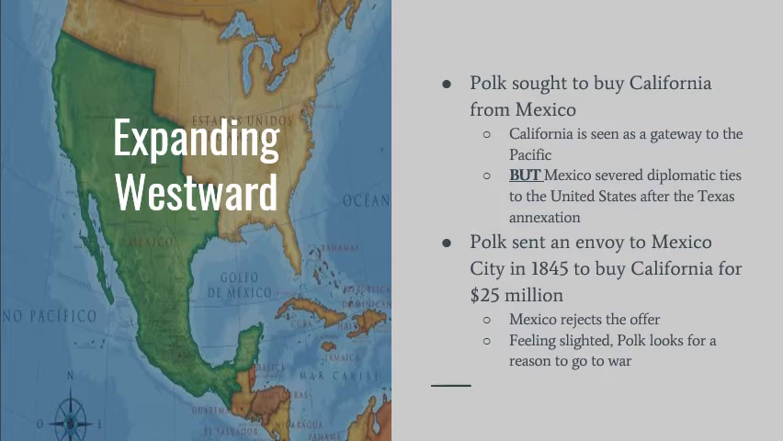Still, Polk isn't satisfied with just that. Instead, he seeks to acquire more territory from Mexico, and he wants to buy California, which is seen as a gateway to the Pacific. The issue here is that Mexico is still fuming from Texas's annexation and has severed diplomatic ties to the United States. Still, Polk tries to acquire California, and he sends an envoy to Mexico City in 1845 to buy California for $25 million. As expected, Mexico rejects the offer. Feeling slighted, Polk looks for a reason to go to war with Mexico to take California the hard way.